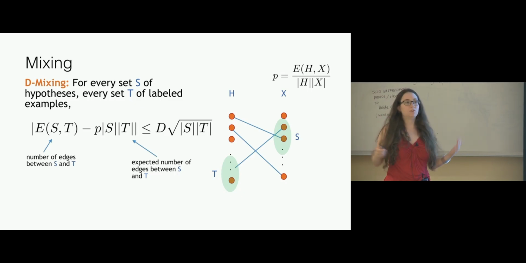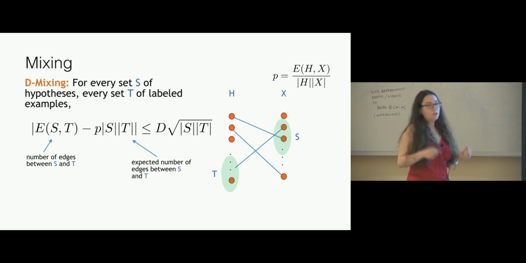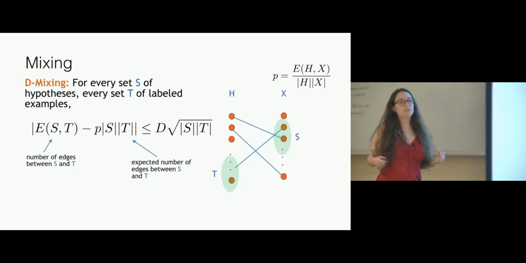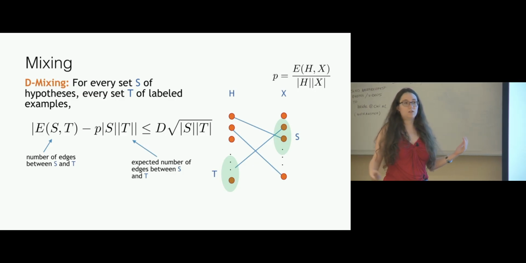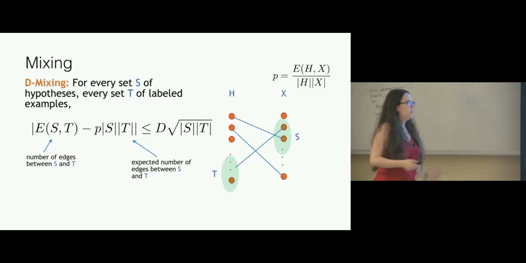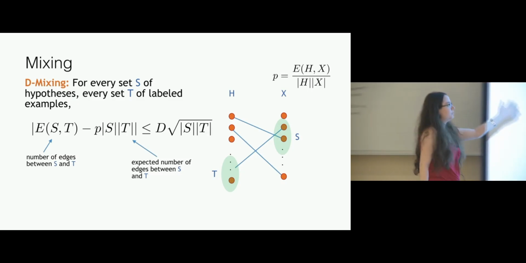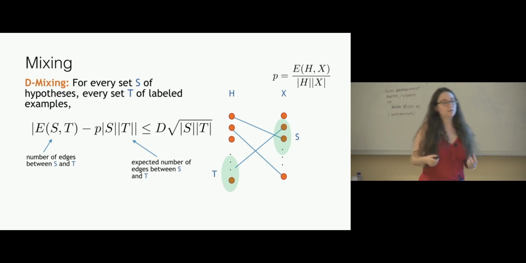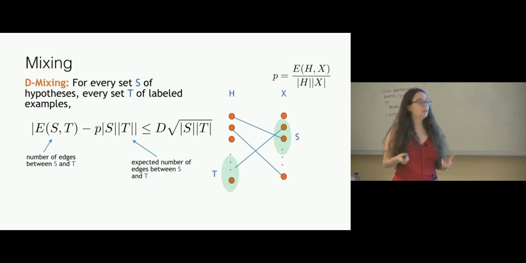And what is the expected number of edges between S and T? It is the maximum possible edges between S and T, which is S times T, times the probability that there is an edge between S and T. The probability there is an edge in the graph is called the density, and it's the fraction of edges in the graph. But of course, we don't expect both of them to be equal. We allow some deviation, and the parameter d controls this deviation. If d is large, then this deviation is large, and the graph is far from being random. If d is small on the other end, then we say that the graph is close to being random.